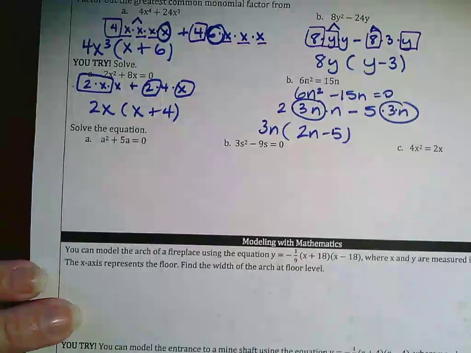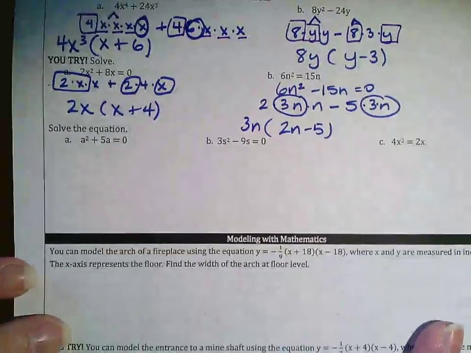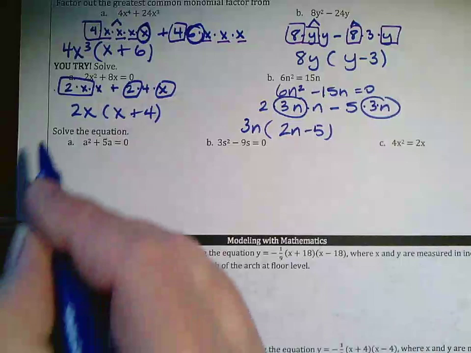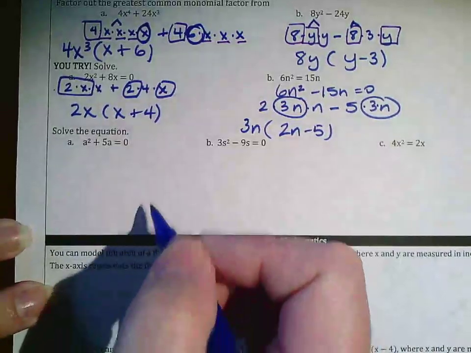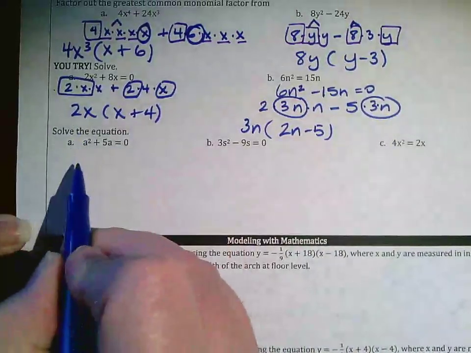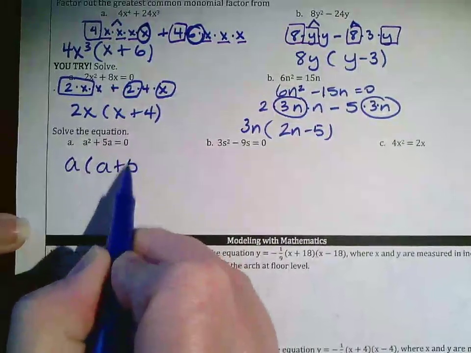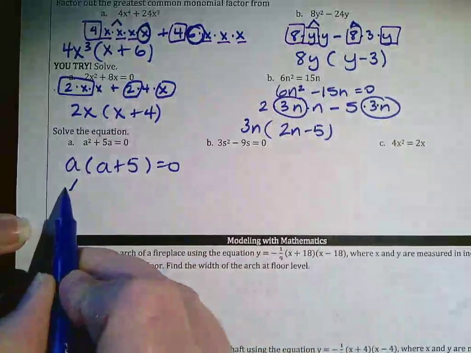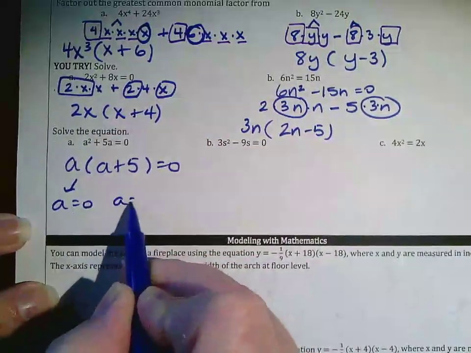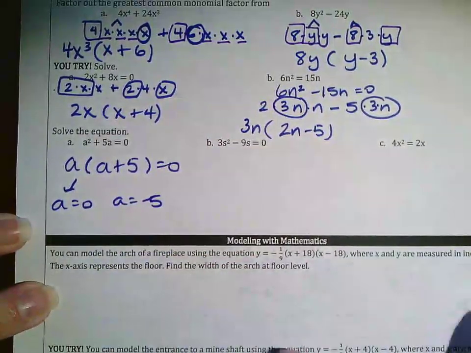So if you're solving the equation, you're doing the exact same thing. You're just going to take it one small step further. And I'm going to go through these quickly because I'm running out of time. I only have 4 minutes left on this video maximum. So this is going to be a plus 5 equals 0, a equals 0, or a equals negative 5.